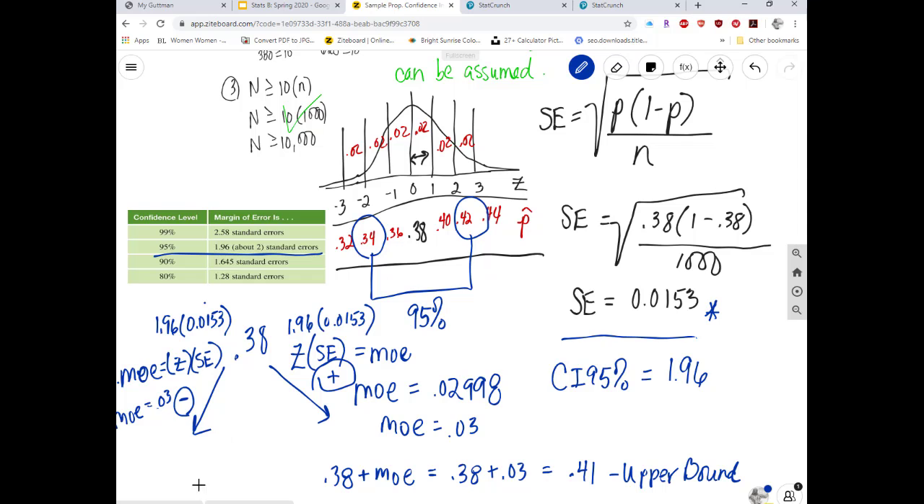And on this side, I'm going to subtract it. I'm going to subtract 0.03 from 0.38. So here I'm going to have 0.38 minus 0.03, and I'm going to get 0.35, and that's going to be my lower bound.